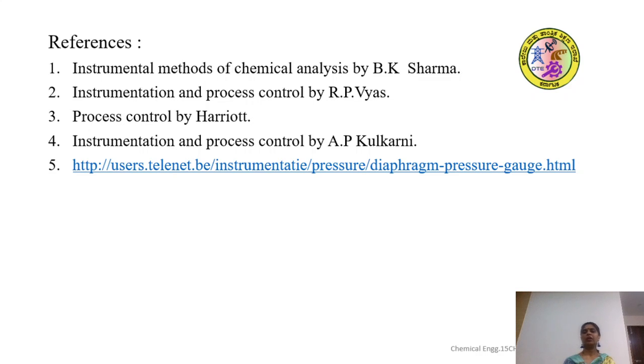The books you can refer to, as I have been telling from my first sessions: Instrumentation and Process Control by A.P. Kulkarni, a very good book opted for the final year diploma students for the subject Instrumentation and Process Control. For extra reference, you can refer to Process Control by Harriott, Instrumentation and Process Control by R.P. Vyas, and Instrumental Methods of Chemical Analysis by B.K. Sharma.